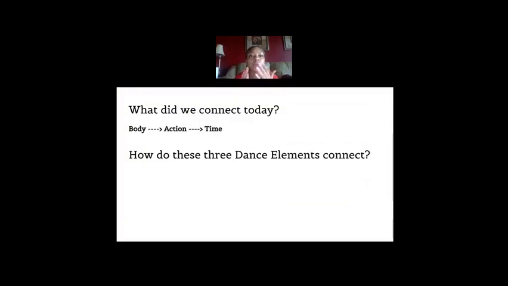So what did we connect today? We connected body, action, and time so far. And how are these dance elements connected? Because without body, you can't do an action. And without action, you can't do body. Your body has to be able to do the action or else we're not creating dance. And action and time relate because in time, you have to know when to start and end your action.